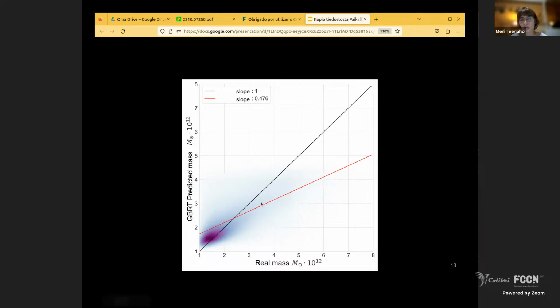So here are all the prediction points, and then the line that is fitted to those points. And the slope is 0.476. So yes, those points have correlation, but it's not perfect. And the color represents the point density. Yeah, so now we know that the model is working. It's not perfect, but it has some correlation. So it predicted mass values that are close to the real mass values.